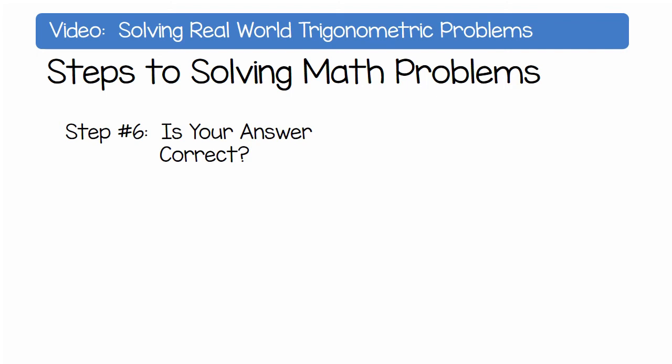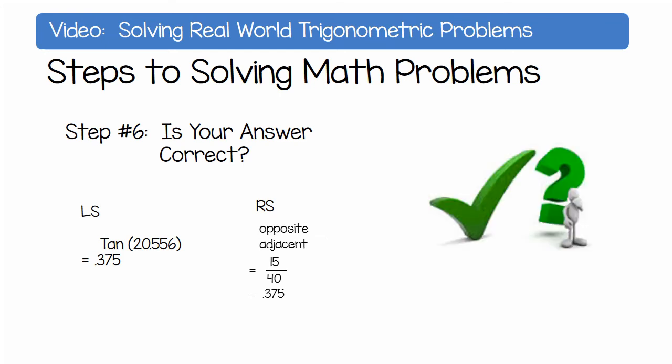Step number 6. Is your answer correct? Have we done everything that we should have? Let's check. The left side gives tan of 20.556, which on the calculator is 0.375. Now, the right side, which is opposite divided by adjacent for the ratio, is 15 over 40. Wow, it's also 0.375. So our question became an answer.